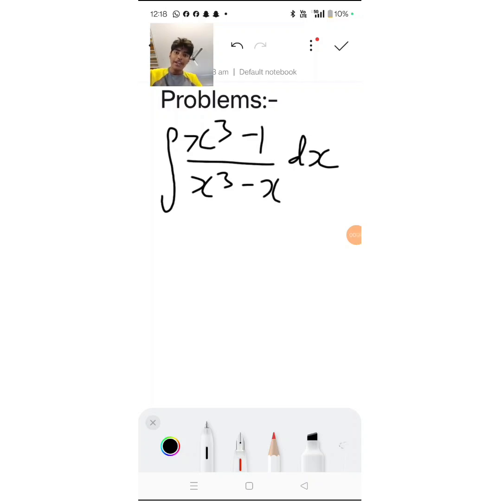So our starter problem is the integral of (x cubed minus 1) divided by (x cubed minus x) dx. As you can see, the trick to solve this integral is to keep adding things, expanding it, and using identities. So this is an easy integral, let's get into it.